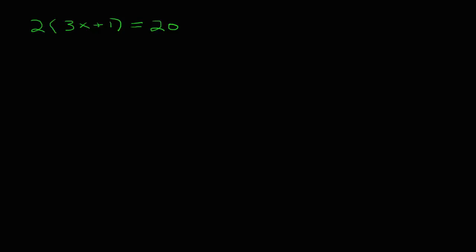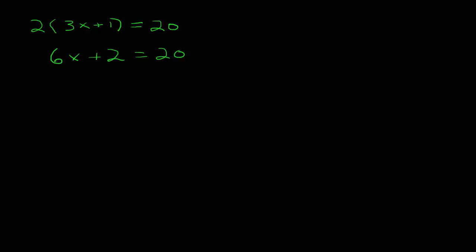If you don't remember how to distribute, you want to take a look at the level 1 distributive property video and practice the distributive property first. But if you remember how to do the distributive property, we take the number and its sign that's on the outside of the parentheses and multiply it by everything on the inside. So we have 2 times 3x, that's 6x, plus 2 times 1 is 2, equals 20.